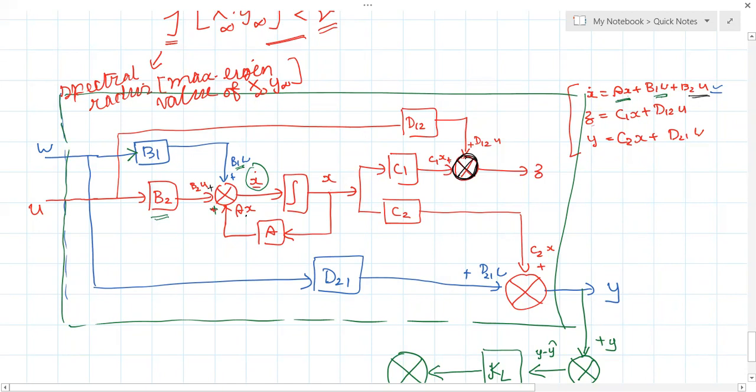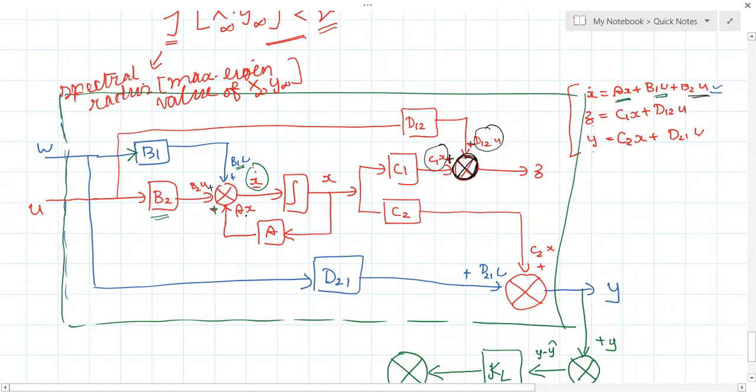So this signal will be what? C1x. Plus what? D12u. Here is my u signal. So I am taking a gain of D12. So what signal at this point? D12u. So what will be the net output here? The regulated output. What will that be? C1x plus D12u. Can you see this? Yes. Okay, Srini? Yes, I got it.